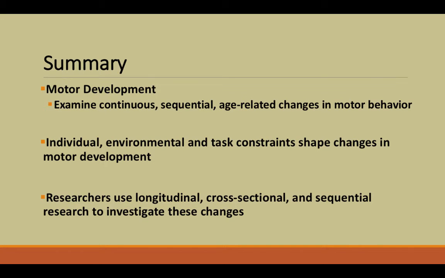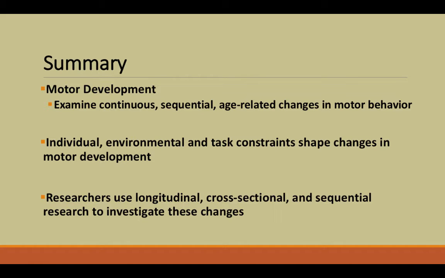Alright, so we've gone over quite a few concepts today, and I just want to wrap this up with a quick summary of everything that we've gone over. So at the start of this lecture, we really defined what is motor development, and went over some defining terms. So motor development is the examination of the continuous, sequential, age-related changes that take place in motor behavior. So defined in simple terms, it's how the way we move changes as we age. And the way that we move is shaped by a series of constraints. And these can be broken down into individual, environmental, and task constraints.